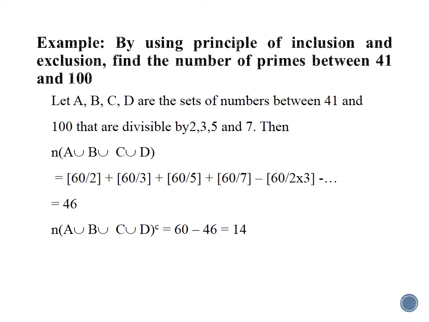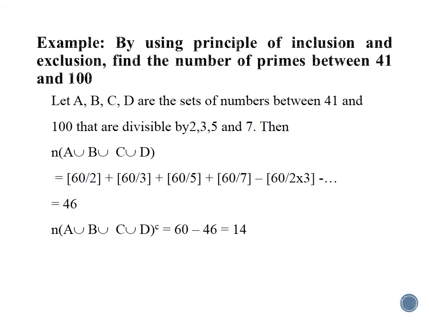Next example. By using the principle of inclusion and exclusion, find the number of primes between 41 and 100. Here we take A, B, C, D to be the sets between 41 and 100 that are divisible by 2, 3, 5 and 7. We know that a prime number is not divisible by any other number. It is divisible only by 1 and itself. So we have to find the cardinality of A union B union C union D whole complement.